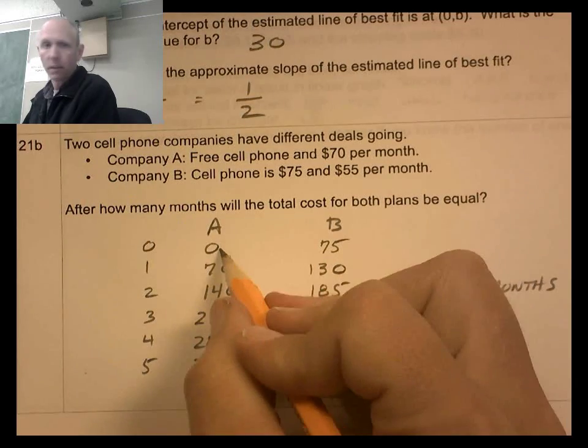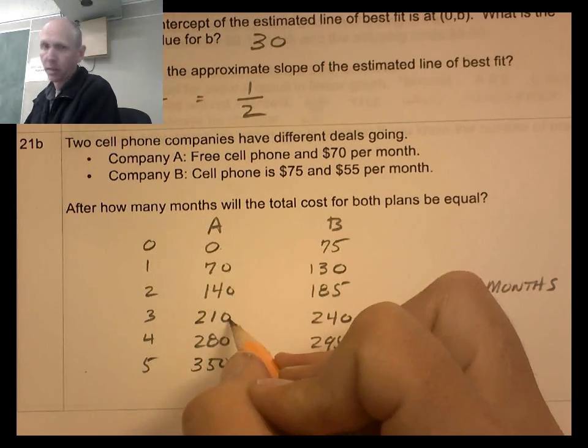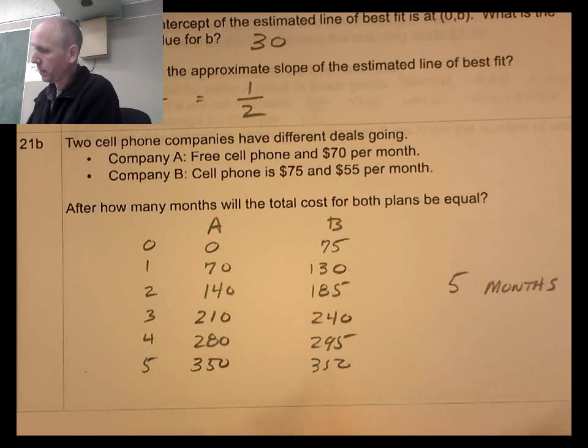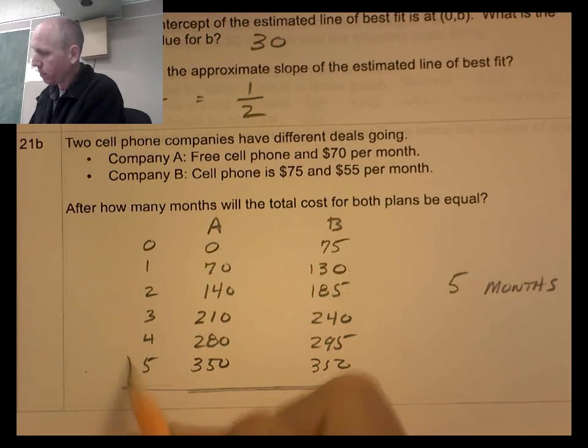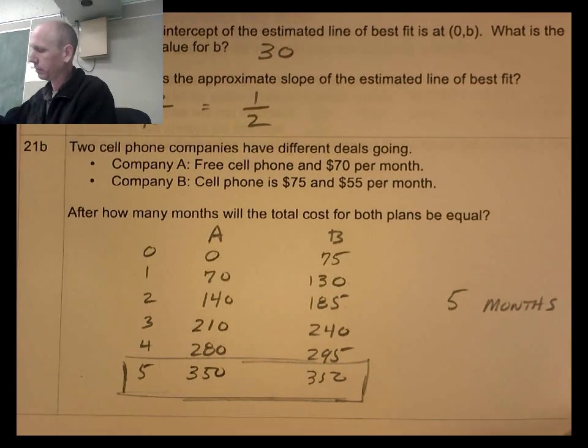So I have a free cell phone and $70 a month. I pay for the cell phone and it's $55 a month. It comes together right there at 5 months. Got $350.